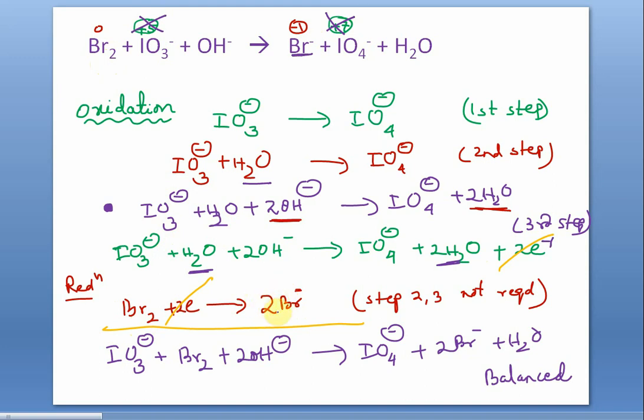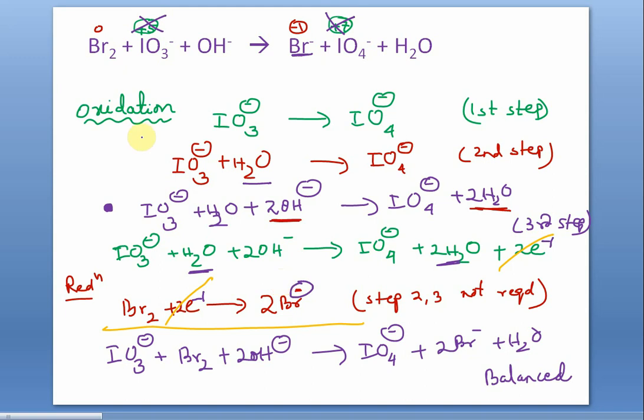So I have to multiply here by 2. Now the second and third steps are not required because there is no oxygen and no hydrogen. So you jump to the last step, that is equalization of charge. Here there is -2 charge, so you have to add 2 electrons so that both sides now have -2 charge. So charge balance is over, the reduction step is over.